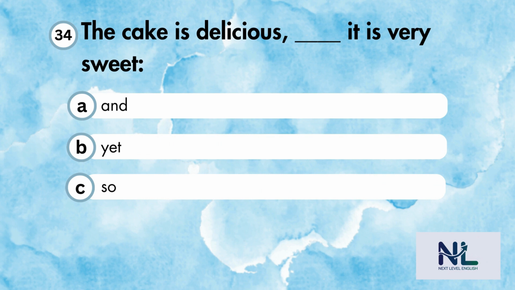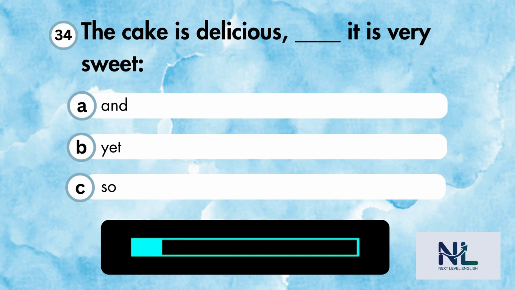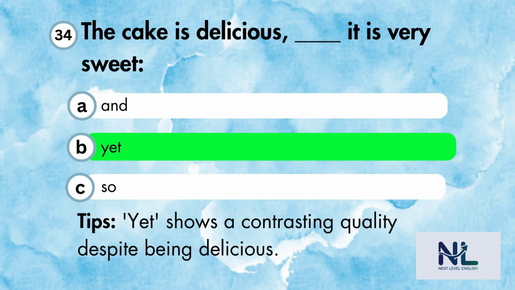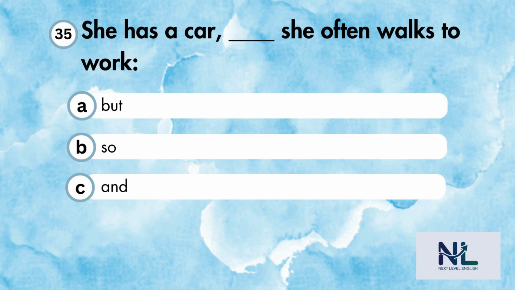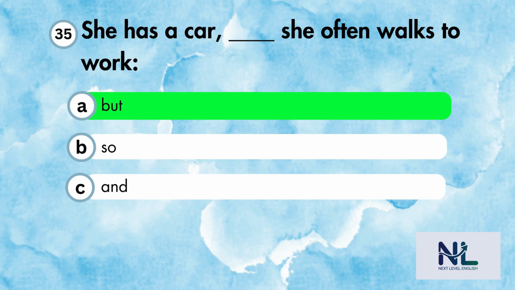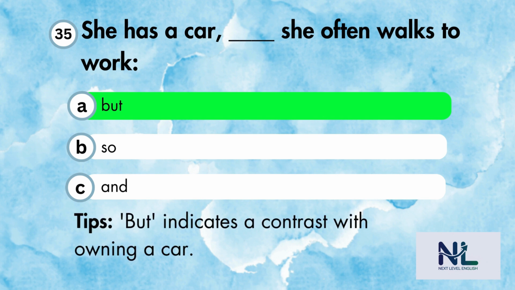34. The cake is delicious. It is very sweet. Yet. Tips, yet shows a contrasting quality despite being delicious. 35. She has a car. She often walks to work. But. Tips, but indicates a contrast with owning a car.